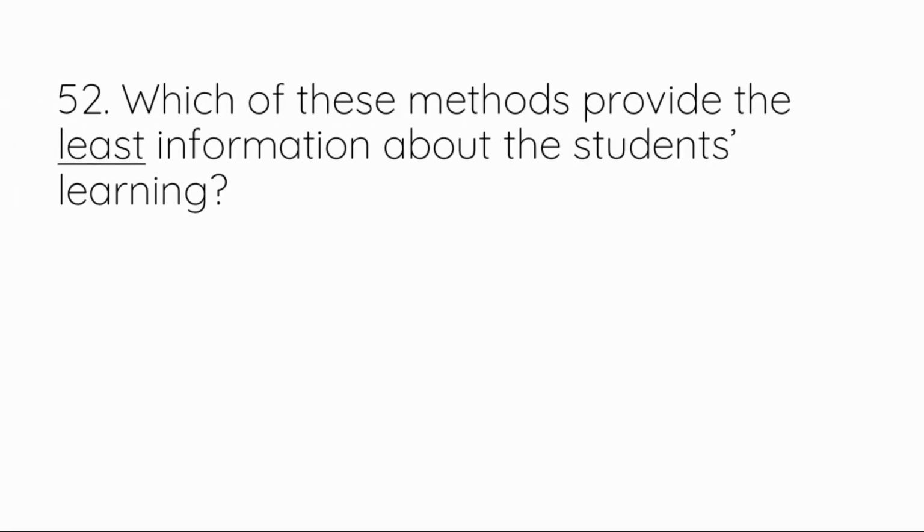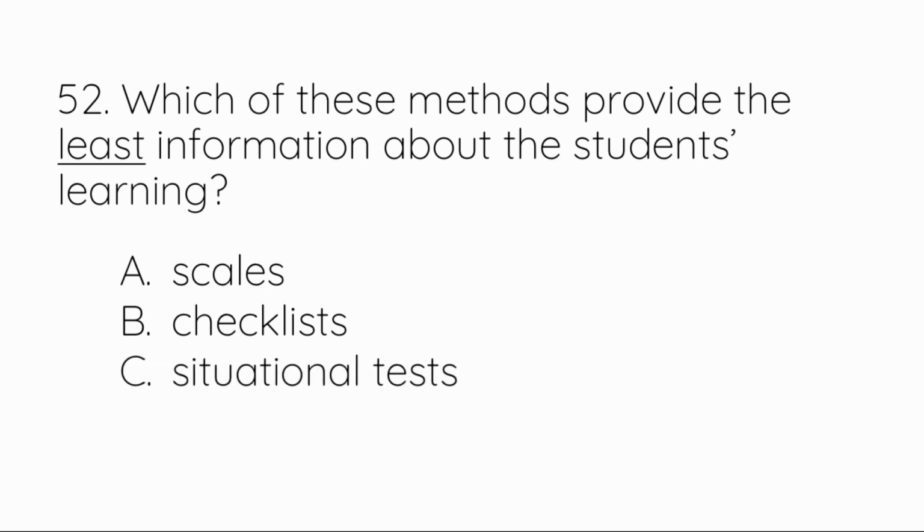Number 52, which of these methods provide the least information about the student's learning? A. Scales. B. Checklists. C. Situational tests. And letter D. Projective tests. So your answer, teacher, here should be letter B.